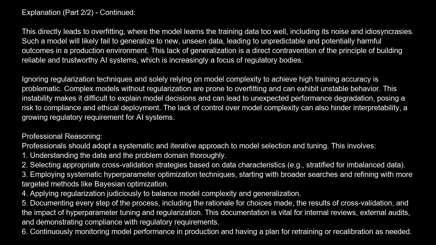Professional reasoning. Professionals should adopt a systematic and iterative approach to model selection and tuning. This involves: 1. Understanding the data and the problem domain thoroughly. 2. Selecting appropriate cross-validation strategies based on data characteristics, e.g., stratified for imbalanced data. 3. Employing systematic hyperparameter optimization techniques, starting with broader searches and refining with more targeted methods like Bayesian optimization. 4. Applying regularization judiciously to balance model complexity and generalization. 5. Documenting every step of the process, including the rationale for choices made, the results of cross-validation, and the impact of hyperparameter tuning and regularization.